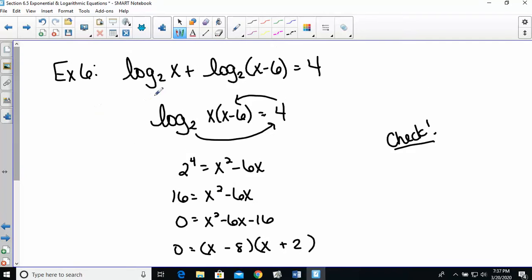We have to check. If I put in a positive 8, 8 is positive, 8 minus 6 is positive, so the 8 works. If I put in a negative 2, you get the log of a negative 2. We cannot do that. So x equals 8 is the only answer here.